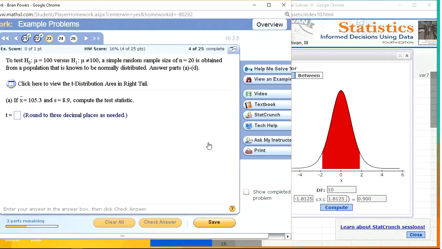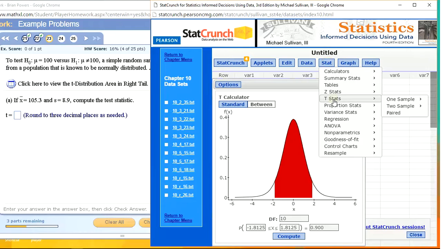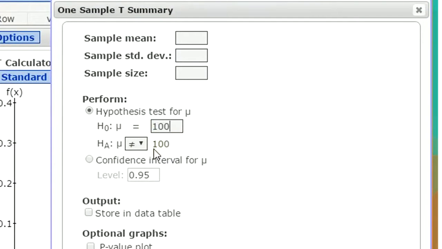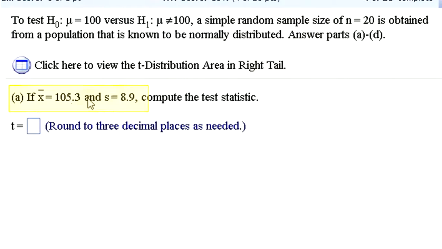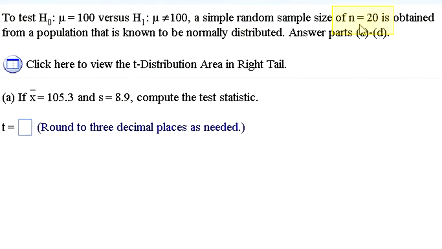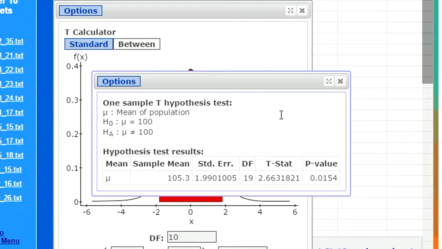Okay, great. So now we want to do a hypothesis test. Let's go back to StatCrunch and pull up our hypothesis test. For t-stats, we're going to do one sample with summary data. So I'm told I have a null hypothesis mu equals 100, alternative mu not equal to 100. Let's put that in right now. Mu equals 100 is my null, mu not equal to 100 for my alternative. My sample mean is given here, 105.3. My sample standard deviation 8.9, and my sample size is up here, 20. So put that in, click compute. This is going to give me my output.